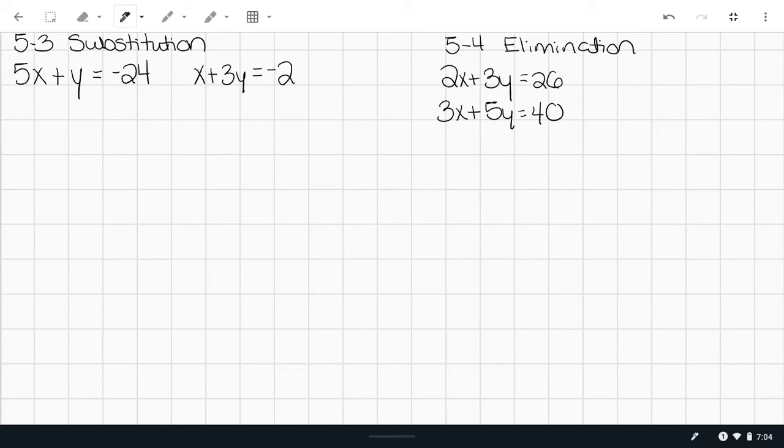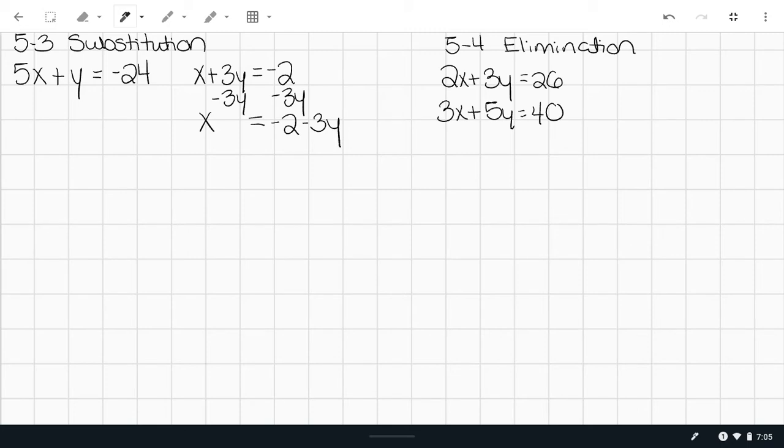So in order to get x all by itself, like I said, I have to subtract 3y from both sides. On the left side, all I have is an x because 3y minus 3y is 0. On the right, -2 and -3y are not like terms, so we cannot actually subtract them. So I'm going to have -2 minus 3y. So x equals -2 minus 3y.